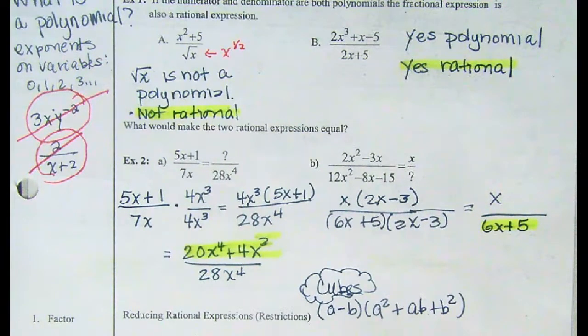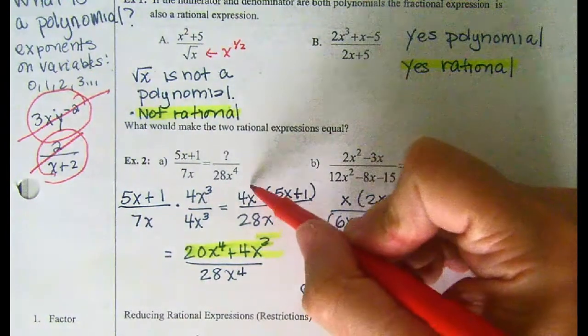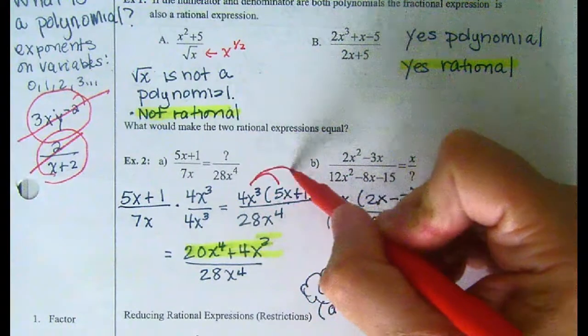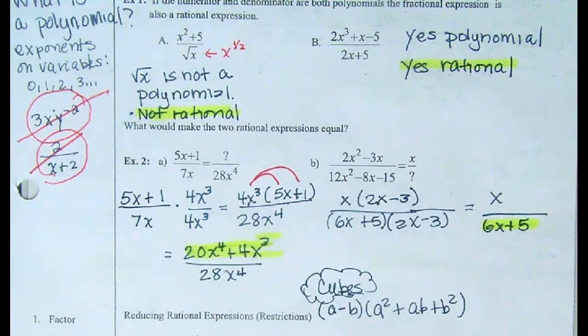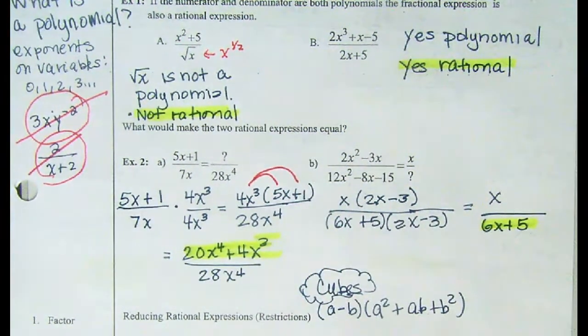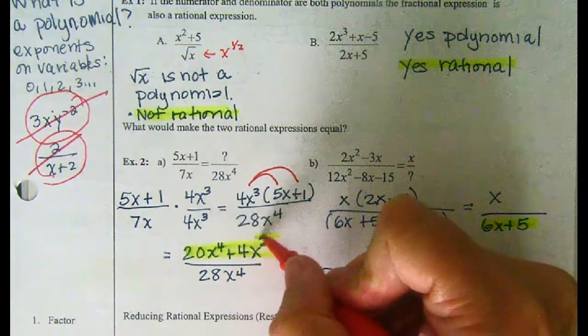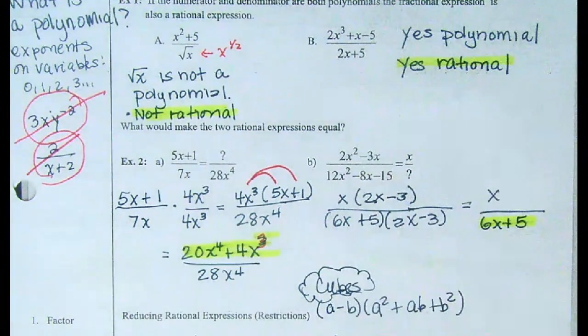You can see I simplified the numerator by taking the 4x cubed and distributing it through the parentheses, which gives me 20x to the 4th plus 4x cubed. This is a cube, it's hard to read. All over 28x to the 4th.